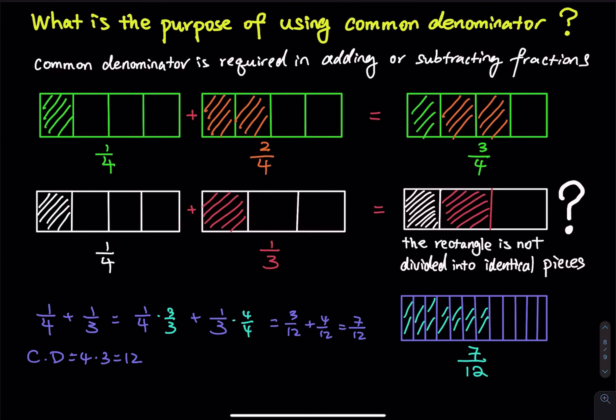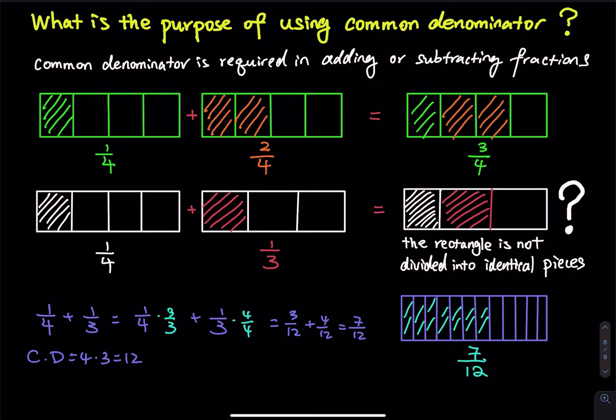Adding or subtracting fractions can be cumbersome and annoying because of the common denominator, right? So what is the purpose of using a common denominator? A common denominator is required in adding or subtracting fractions. I have 3 examples right here.